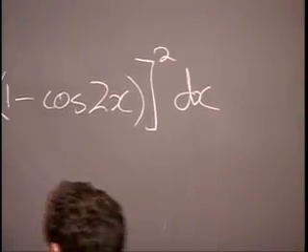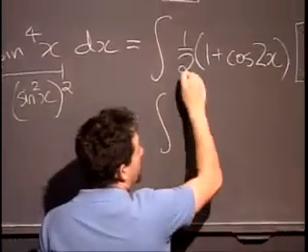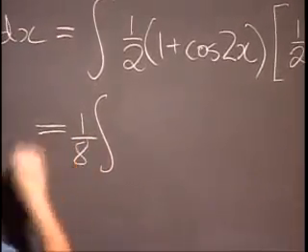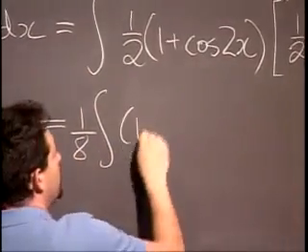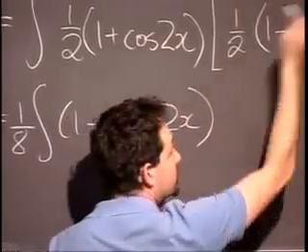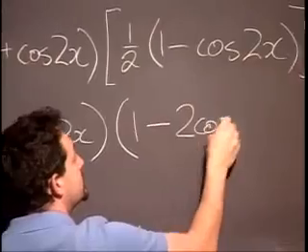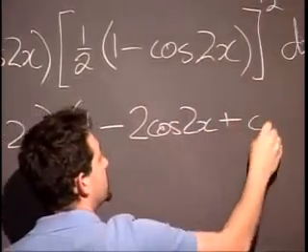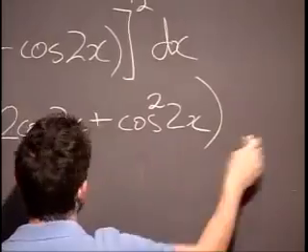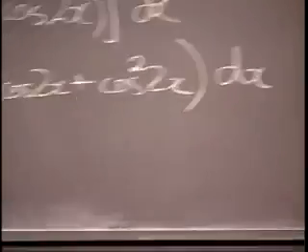And unfortunately, we're just going to have to expand 1/2 all squared. You're going to get 3 factors of 2, which gives you 1/8. You'll have 1 plus cosine 2x, and we might as well multiply out the square here. You get 1 minus 2 cosine 2x plus cosine 2x all squared dx. Now, unfortunately, we've got one more multiplication to do.